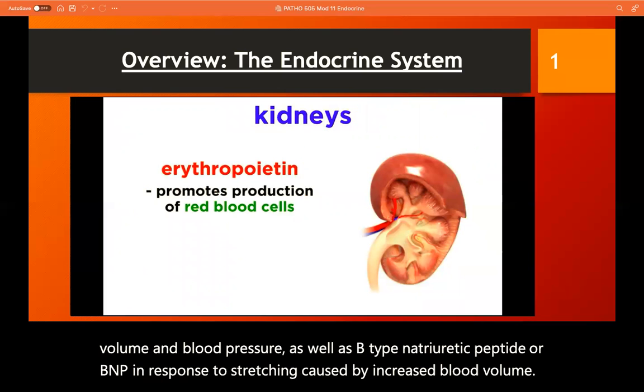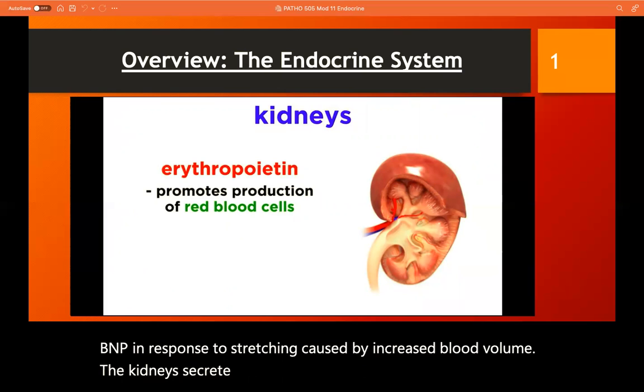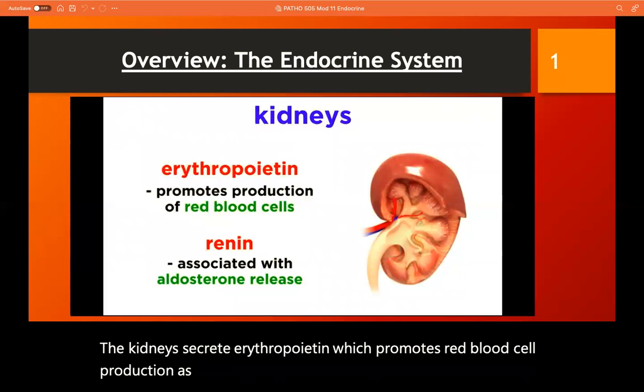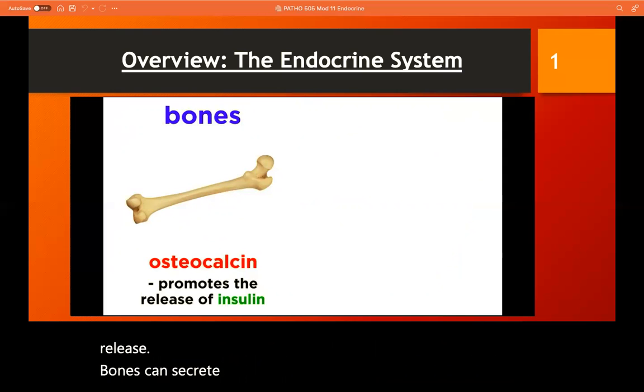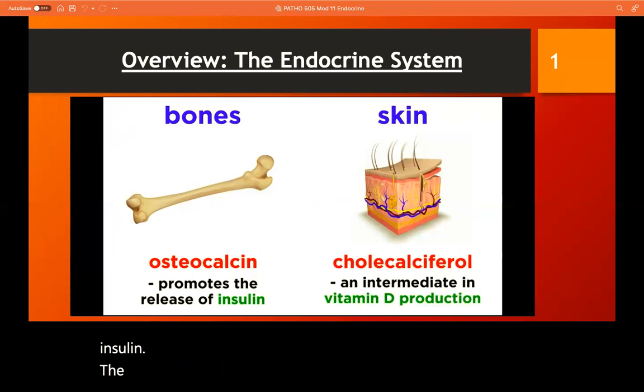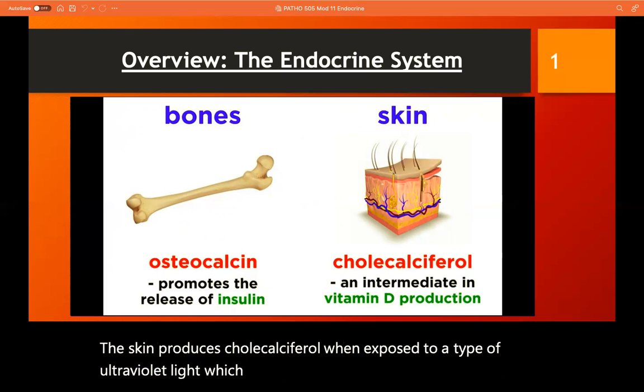The kidneys secrete erythropoietin, which promotes red blood cell production, as well as renin, which is associated with aldosterone release. Bones can secrete osteocalcin, which promotes the release of insulin. The skin produces cholecalciferol when exposed to a type of ultraviolet light, which is an intermediate in vitamin D production.